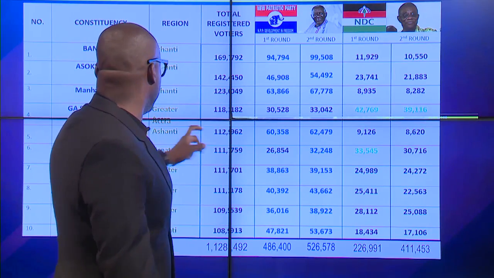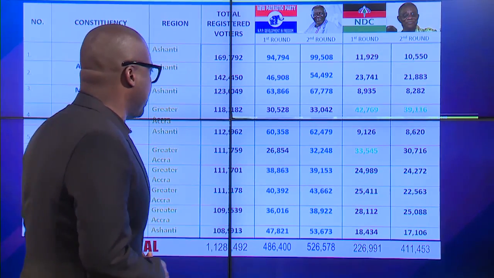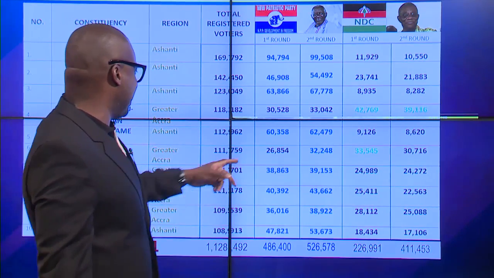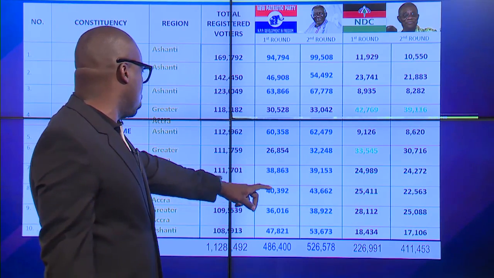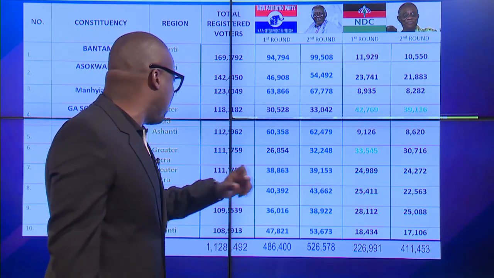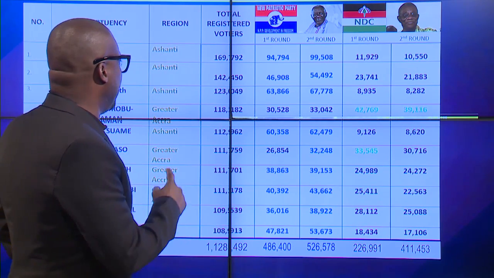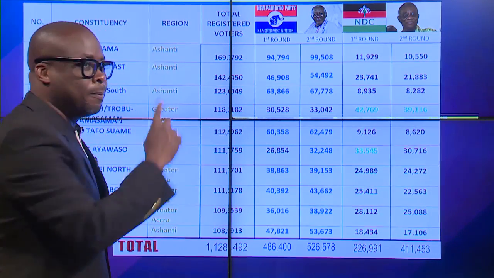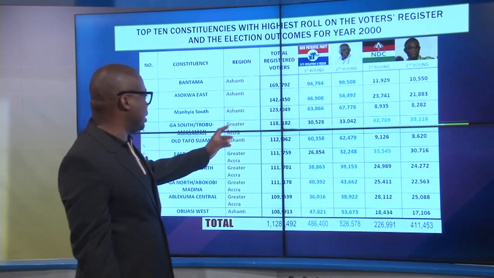And John Kufuor picks up Old Tafo Suame. East Ayawaso, that is the Nima area, Professor Mills actually defeats President Kufuor. Professor Mills gets 33,000 and John Kufuor is on 26,000. Quite a significant defeat in East Ayawaso, that's the Nima area. Okaikwei North also, John Kufuor picks it up even though it's in Greater Accra. Ga North, Abokobi, Madina, John Kufuor picks it up as well. And Ablekuma Central is picked up by John Kufuor as well. So in the first round, the NPP won 1, 2, 3, 4, 5, 6, 7. Seven of those constituencies are all won by the New Patriotic Party in the first round.